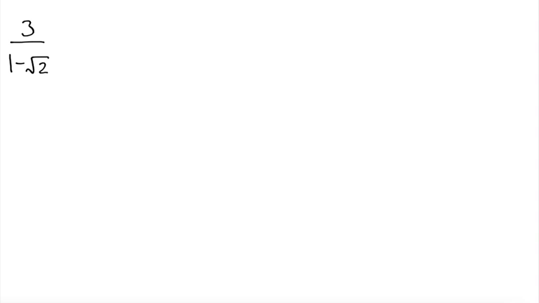So to rationalize the denominator, when I have a binomial term in the denominator, I want to multiply by the conjugate radical. So I'm going to write an equivalent expression where I'm going to take my original rational expression, 3 over 1 minus root 2, and I'm multiplying both the numerator and the denominator by the conjugate radical, 1 plus root 2.